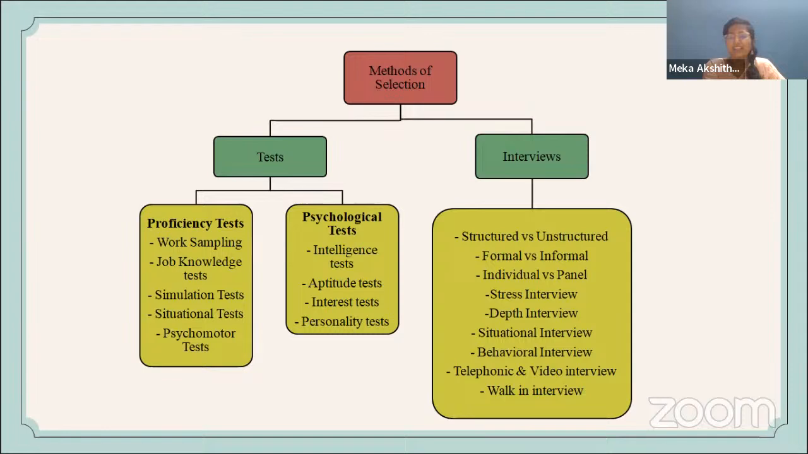Talking about panel interviews, in a panel there would be 5 to 6 interviewers, each from a different department or background. Mostly panel interviews are conducted for higher level positions, such as managerial positions or higher, wherein individuals from different departments would be present. Every individual would be asking questions related to a particular department.